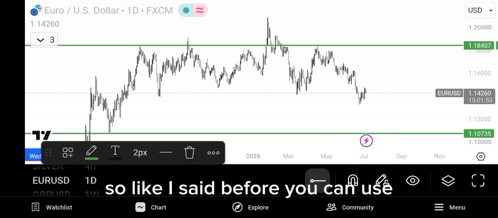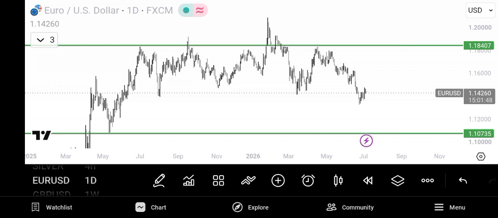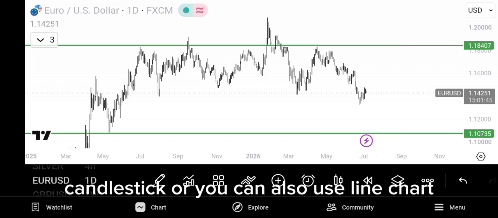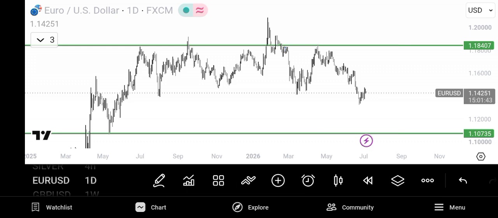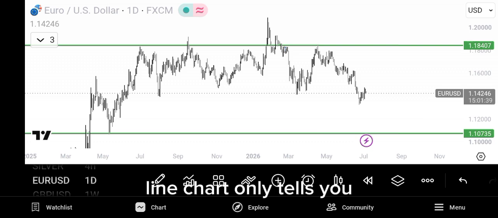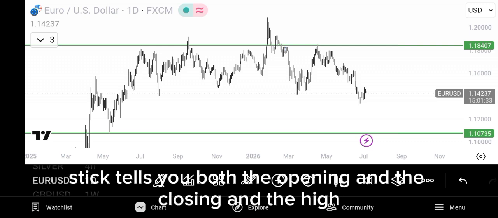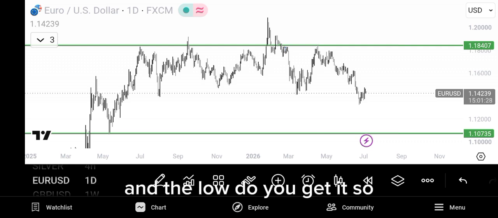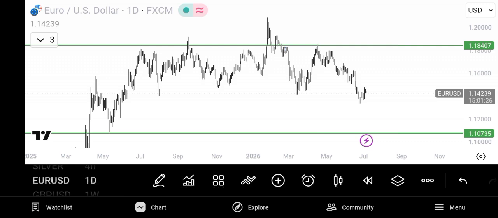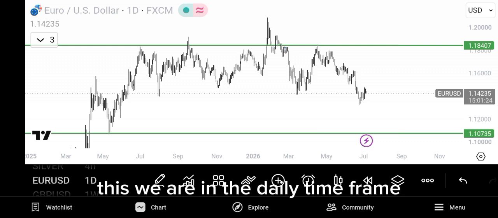So, like I said before, you can use candlestick for your analysis. You can also use line charts. Line chart only tells you the opening and the closing of the price, while candlestick tells you both the opening and the closing and the high and the low. Do you get it? So we are on the daily time frame.